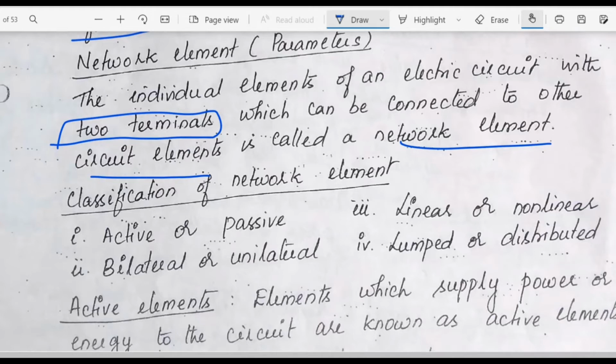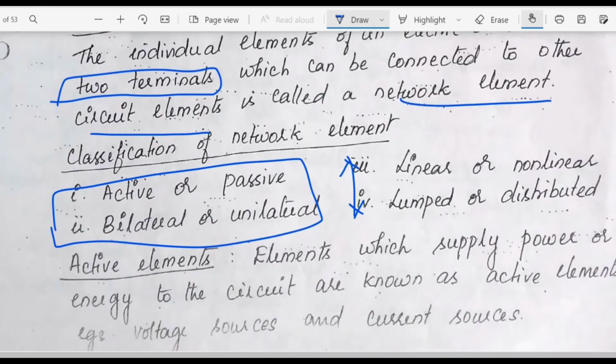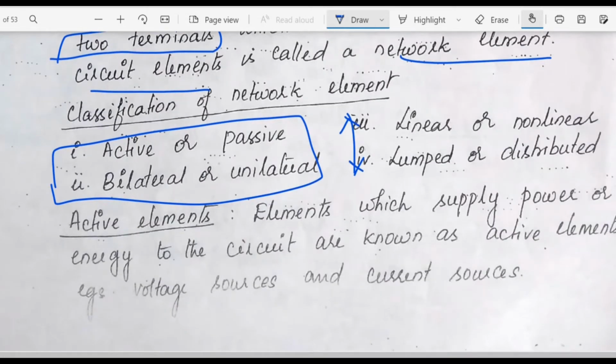Then we have various classifications of networks, which are applicable for you students in the BE 8255 syllabus. Whichever is applicable, I will stress. Here, active and passive elements. An active element means an element which supplies power or energy to the circuit. That means the voltage source and the current source.